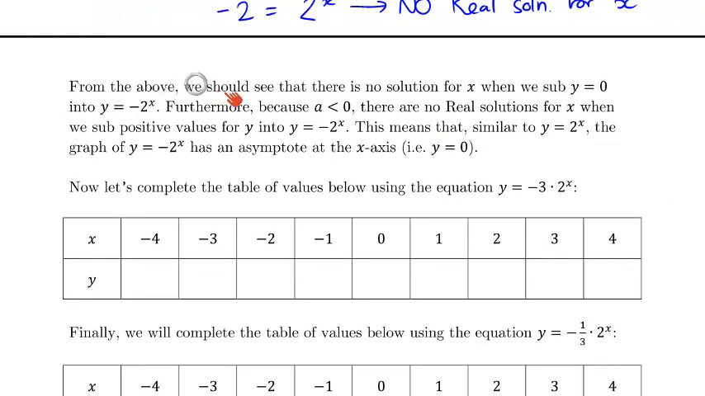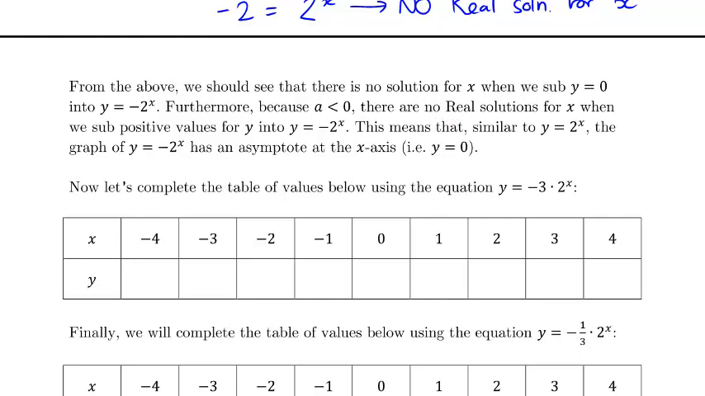Now, guys, from the above, we should see that there is no solution for x when we sub y equals 0 into y equals minus 2 to the x. Furthermore, because a is less than 0, there are no real solutions for x when we sub positive values for y into y equals minus 2 to the x. This means that similar to y equals 2 to the x, the graph of y equals minus 2 to the x has an asymptote at the x-axis. In other words, y equals 0 is our asymptote.